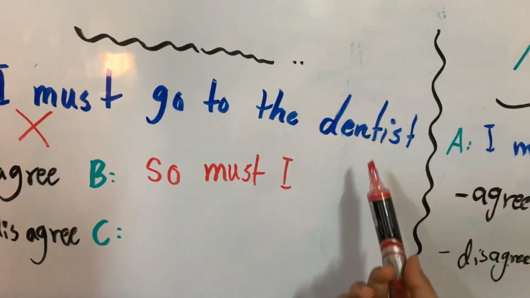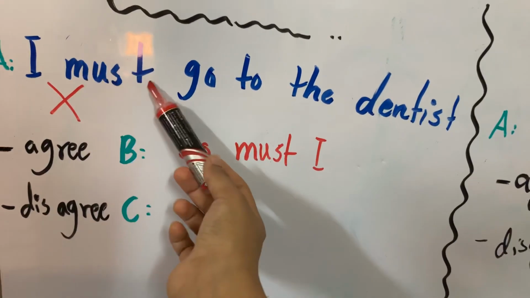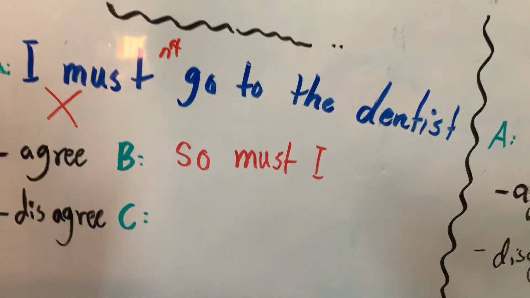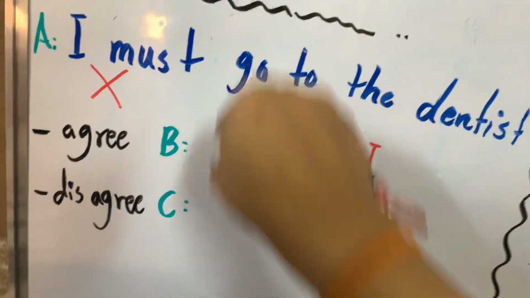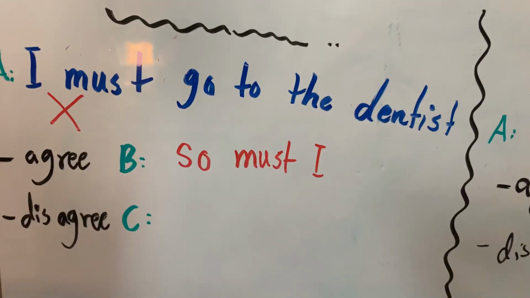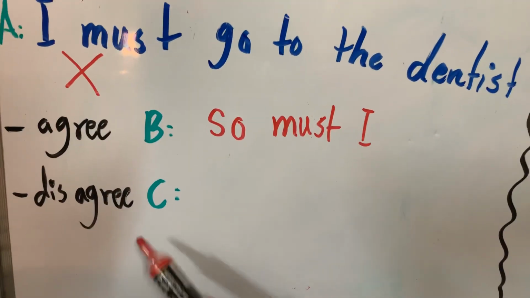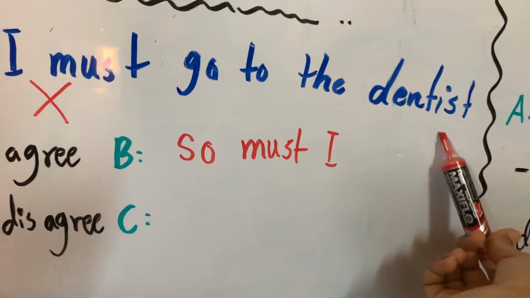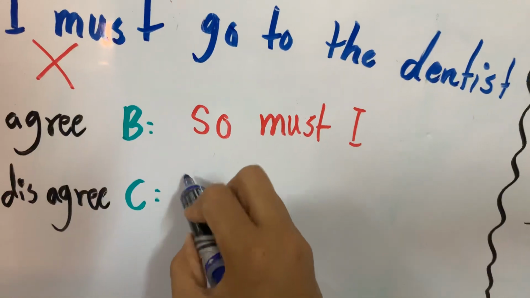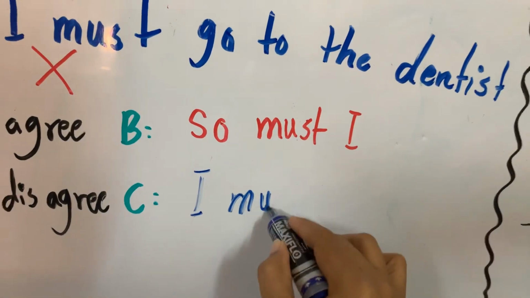Is it affirmative or negative? Do we have not? I mustn't? No. The sentence is affirmative. There is no not. So if the sentence is affirmative, I use so to agree with the person. So must I. Okay, person C doesn't agree with them. He doesn't want to go to the dentist. What does he say? The usual word, which is I mustn't. I mustn't.